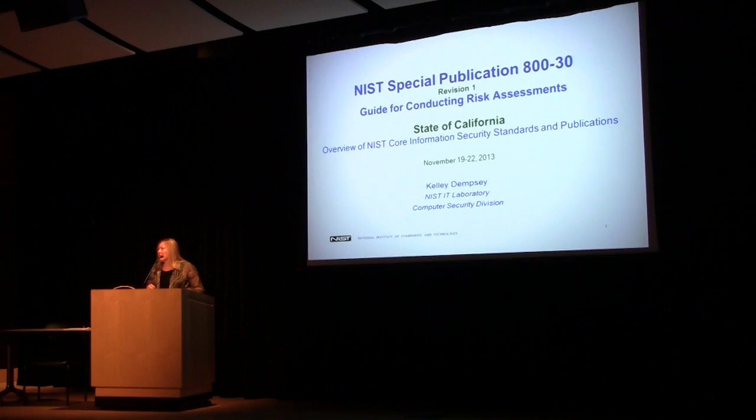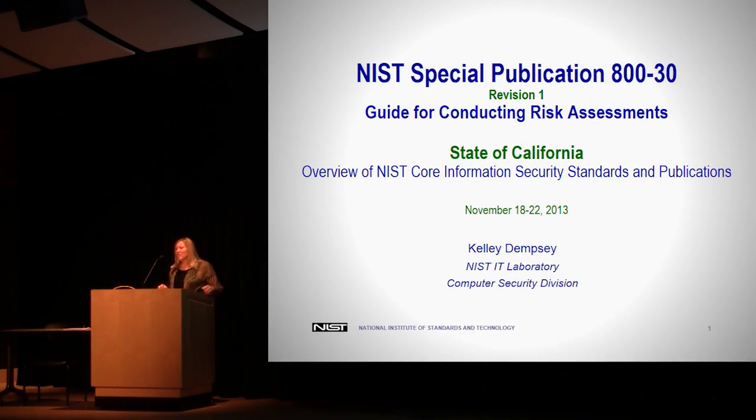So we're going to go ahead and get started with risk assessment. And as you can see, the publication for risk assessment is 830, revision 1. And watch out for the revisions. Sometimes, especially if you Google and you don't go straight to CSRC, make sure you go to CSRC and then you're going to see the most recent version. So just watch out that you're not using an old version.